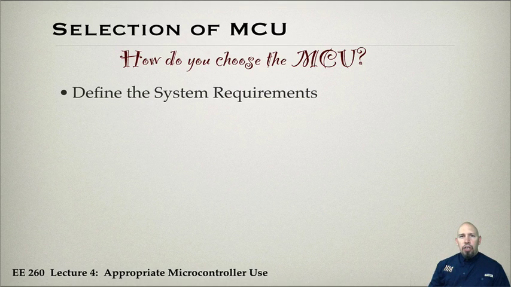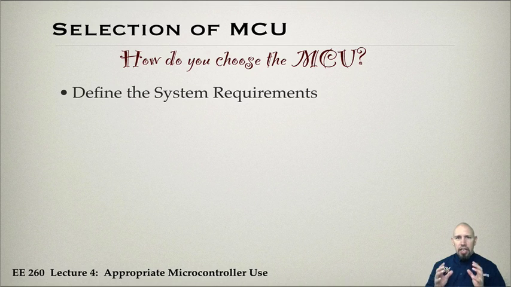So the first thing you need to do in choosing the microcontroller unit is to define the system requirements. What are the basic system requirements that the system must do? Do you need to have it connected to analog or digital? Do you need to have timing functions? What do you need? That's the question. So system requirements are a very important part of picking the microcontroller unit.